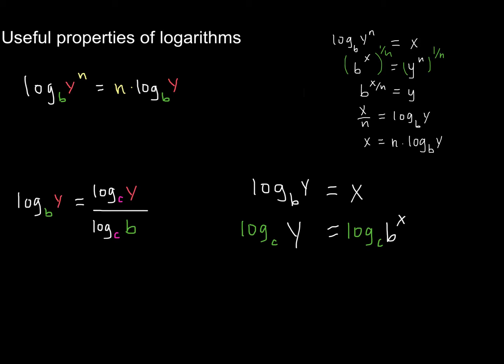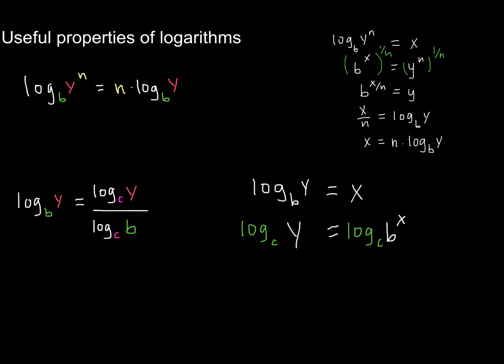When I take the log base c of y, what I am finding the value of is what I must raise c to the power of in order to get y. And when I take the log base c of b to the x, I am finding the power that I must raise c to in order to get b to the x, whatever that value is. And I can do that to both sides because I am taking the same logarithm, right, the same base, to each side of my equation.